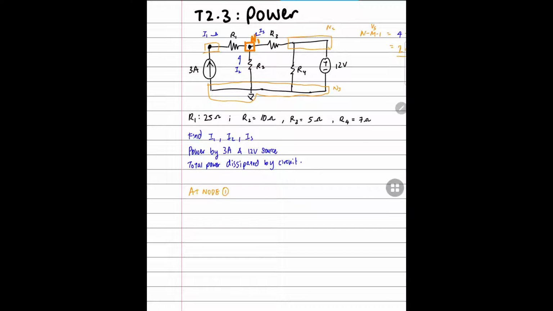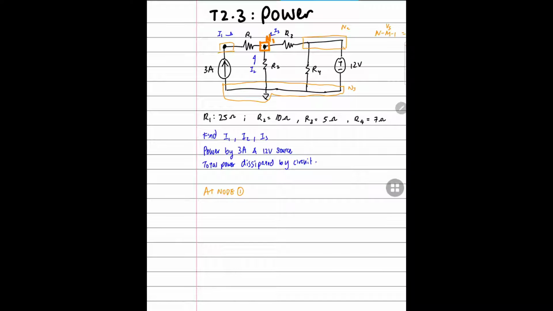In this question, we are supposed to find I1, I2, I3 at node 1, the power dissipated by the 3 amp and 12 volt sources, and the total power dissipated by the circuit. We can start by analyzing node 1. At node 1, we can see that there are currents I1, I3 and I2 entering the circuit. That's our assumption, so we write that down. For currents entering the circuit, we put a negative sign in front.